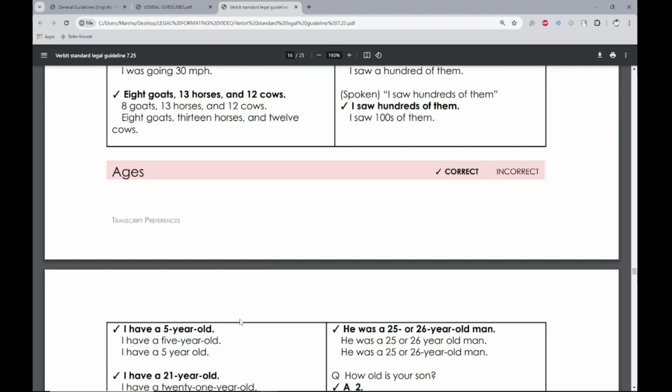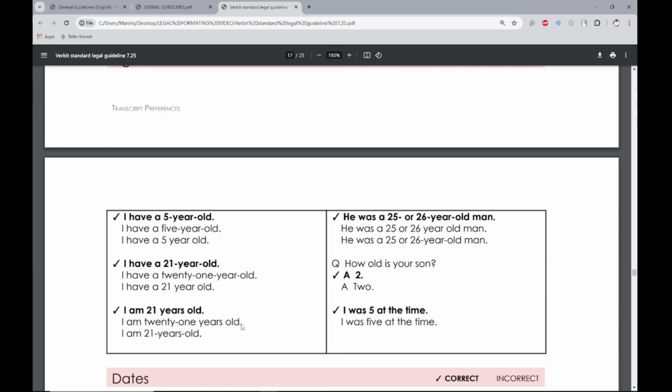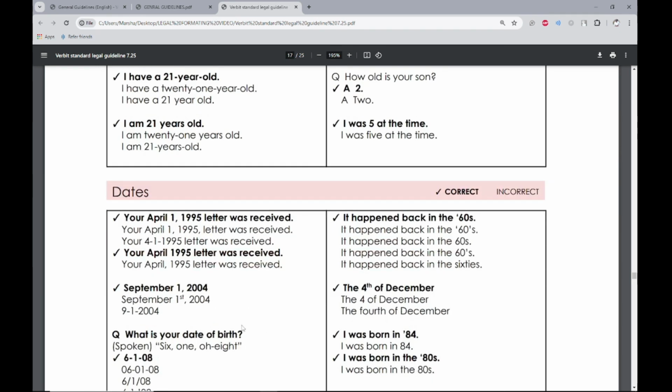Let's continue. Okay, now for the dates, you are going to find dates a lot in your legal transcript, and this is how you are supposed to put the dates. You need to put the comma there, then the year. This one is for when the other has been left out. You write that.